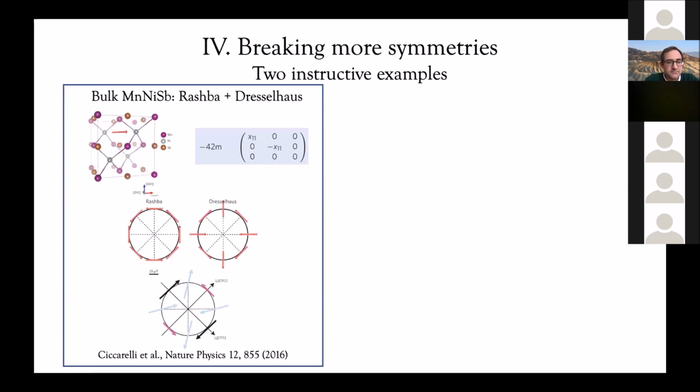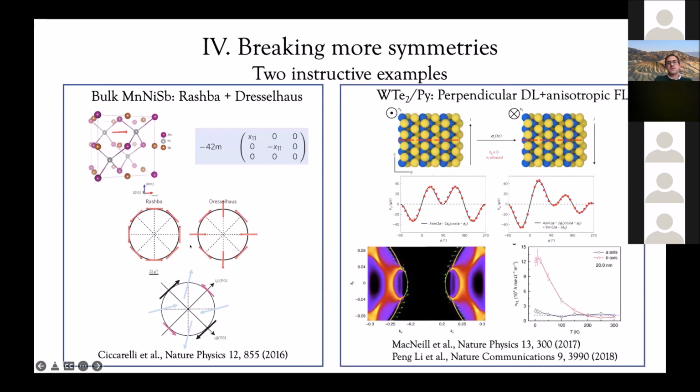So two examples of low symmetry systems have been produced in the past years. The manganese nickel antimony by Chiara Ciccarelli, where they were able to identify that from the symmetry of the crystal of the material, you should have a Dresselhaus-like and a Rashba-like spin-orbit torque. They were actually able to measure it. So this is the measured spin-orbit torque, and we see that it's a combination of Dresselhaus and Rashba torque.